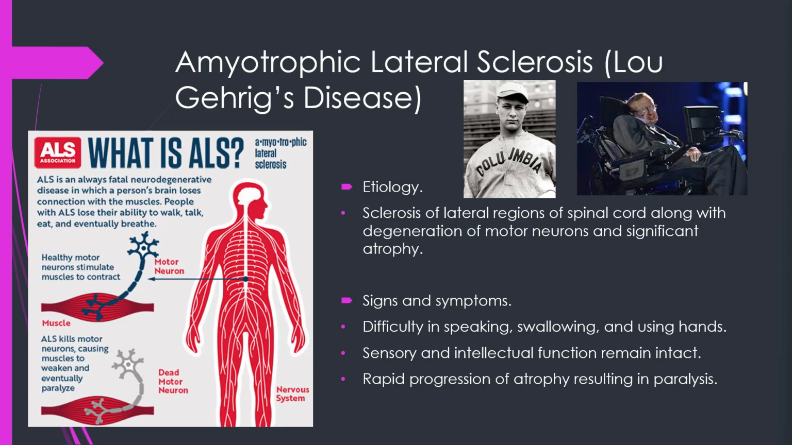The sensory and intellectual function of the individual remains intact. There is a rapid progression of atrophy, resulting ultimately in paralysis. There is no cure for ALS. Even after incapacitation, normal intellectual function remains. Two famous individuals, Lou Gehrig and Stephen Hawking, have had ALS.